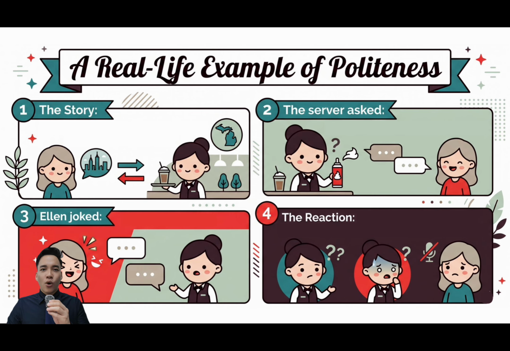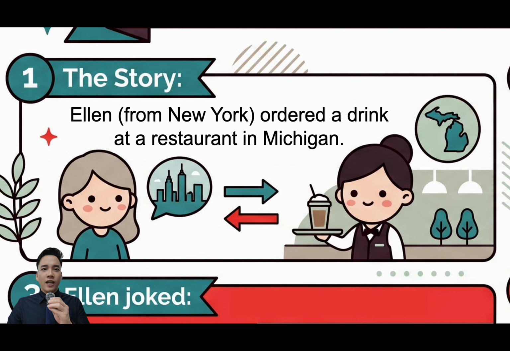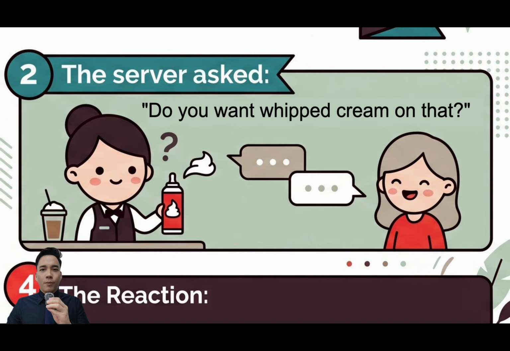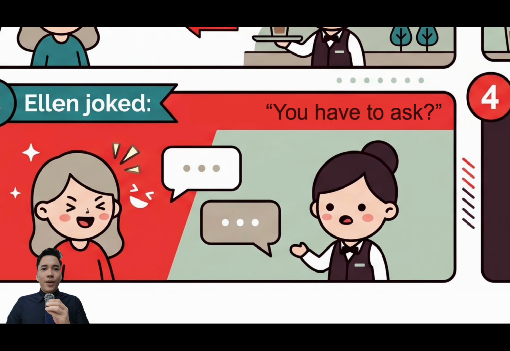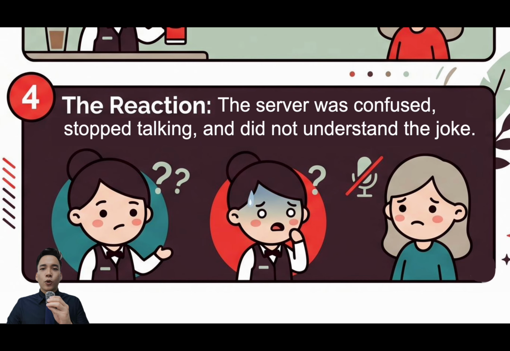So, in this example, Alan, who came from New York, ordered a drink at a restaurant in Michigan. The server asked her, "Do you want whipped cream on that?" Alan joked, "You have to ask." For Alan, this joke meant an enthusiastic yes. In other words, she meant, "Of course I want whipped cream." But the reaction was different. The server was confused, stopped talking, and did not understand the joke.